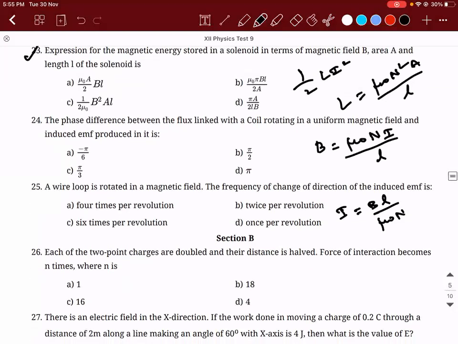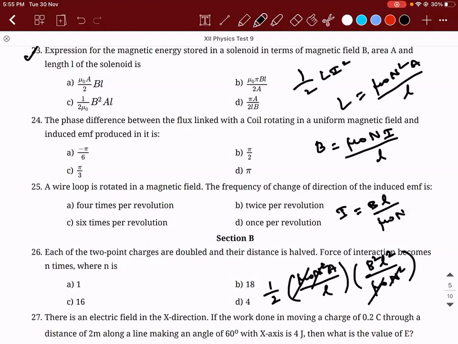Take and substitute it in half L I square. Half into L, which is mu naught N square A divided by l, into I square, which is B square l square divided by mu naught square N square. Capital N square gone, one mu naught gone. So B square A l square, one l is also gone. B square A l divided by 2 mu naught. So 23rd, the option is C.